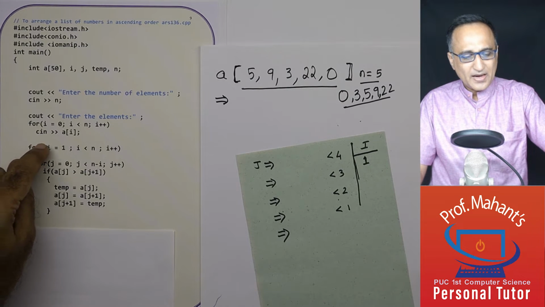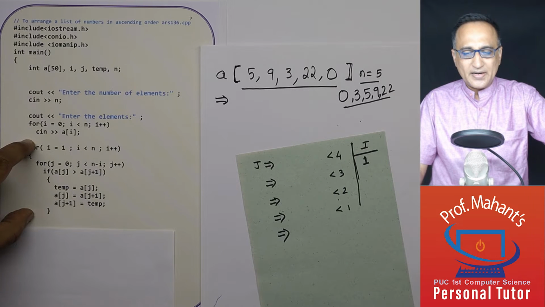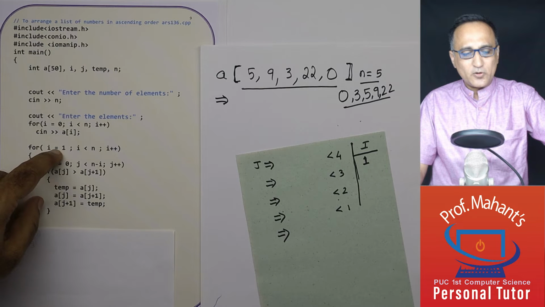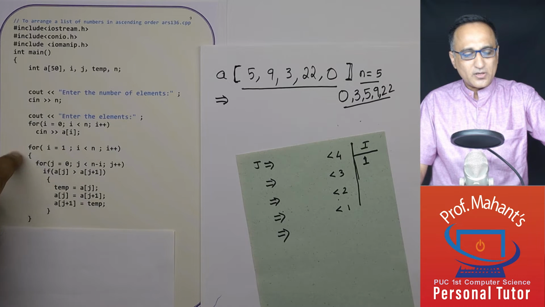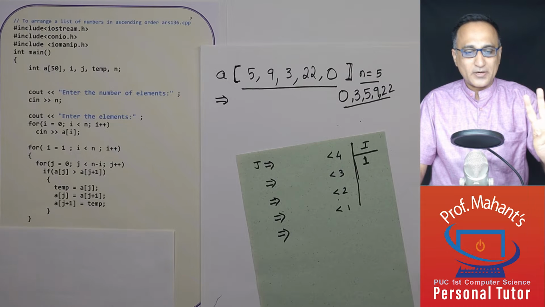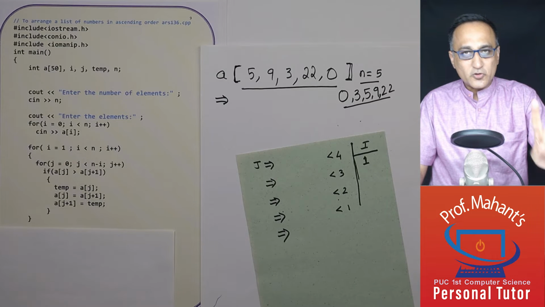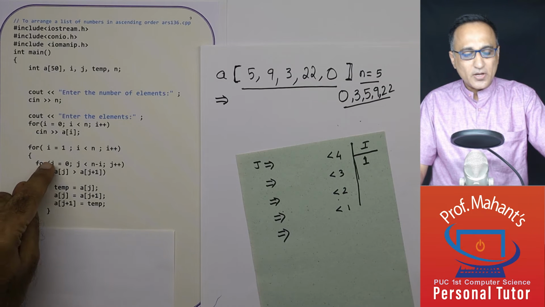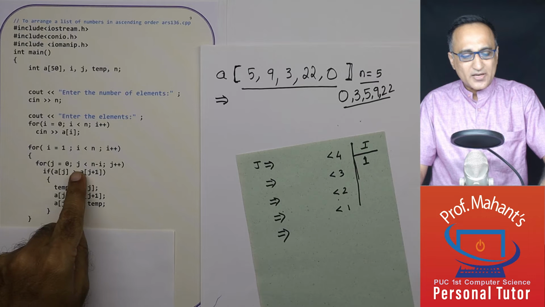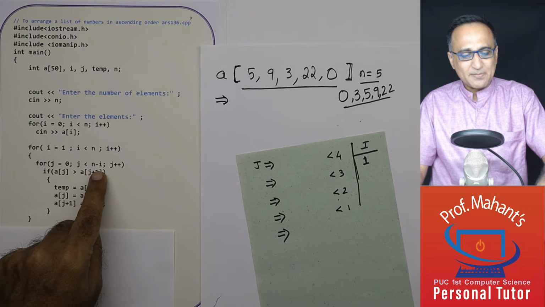The for loop containing I is known as the outer loop. It will execute for I equal to 1 to I less than 5. That means it will execute this complete block 4 times. Whereas this J is the inner loop. For every time I executes once, J will execute as many times as long as the value of J is less than n minus I.